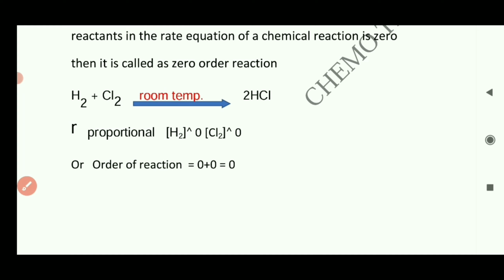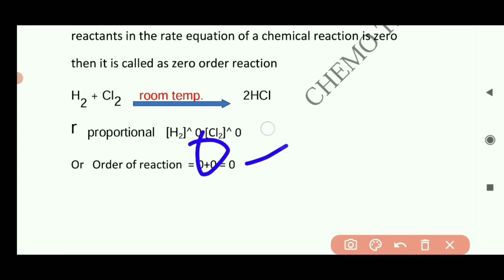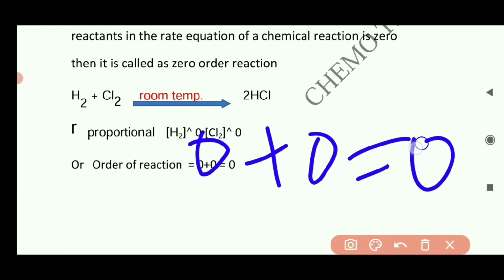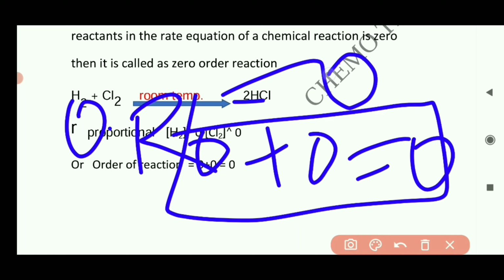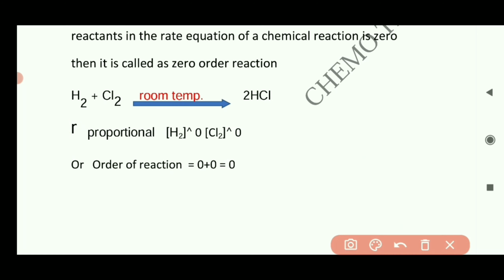So when H2 plus Cl2 combines at room temperature to produce a product HCl, R is proportional to concentration of H2 to the power 0 into concentration of Cl2 to the power 0. Order of reaction is equal to the sum of their powers, 0 plus 0 is equal to 0. Order of reaction is equal to 0.